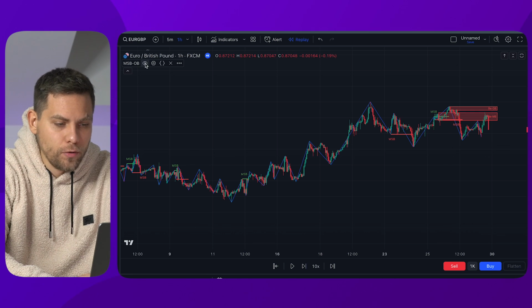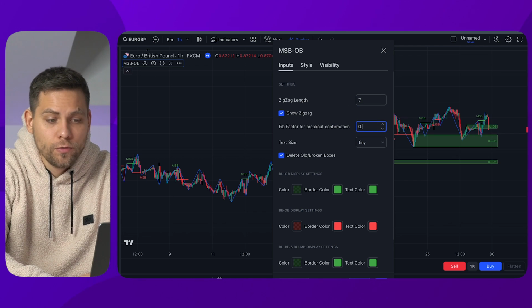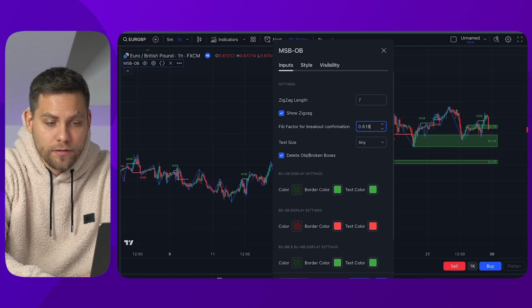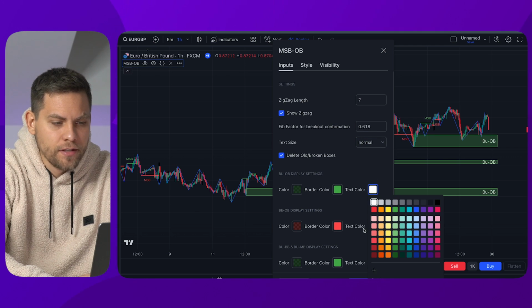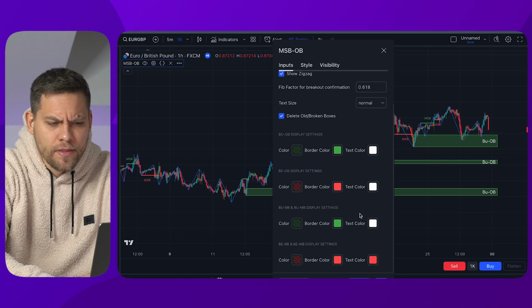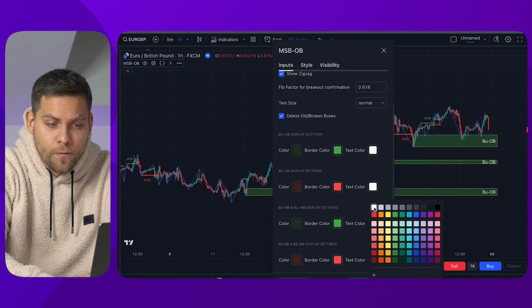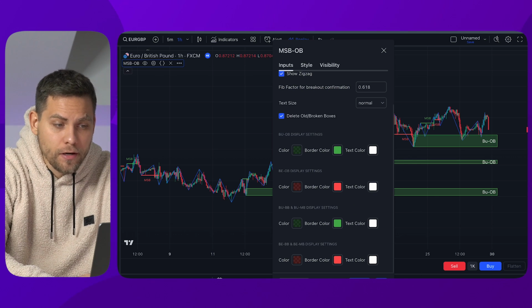In the input menu, you can adjust the zigzag length to 7 and change the Fibonacci factor value to 0.618, which is the golden ratio. You can also set the text size to normal and the text color to white for better visibility. You can either explore these settings or leave them as they are, as the indicator works well with its default settings. After making your adjustments, click OK to proceed.